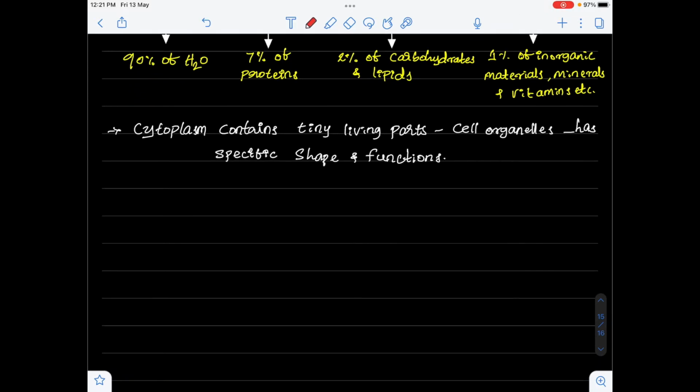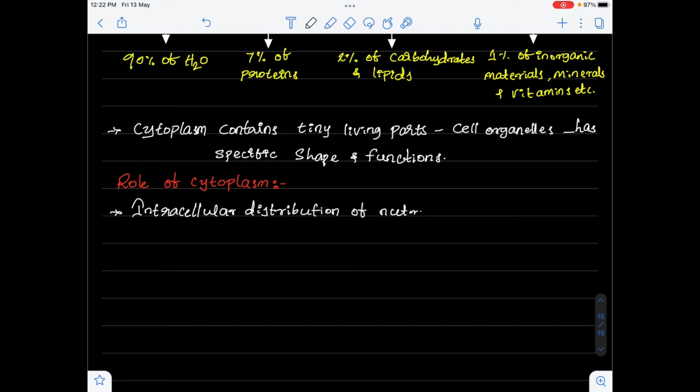Now let us see the role of cytoplasm. Main role of cytoplasm is intracellular distribution of nutrients, metabolites, enzymes, etc.